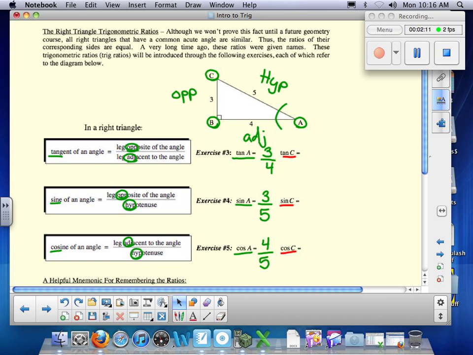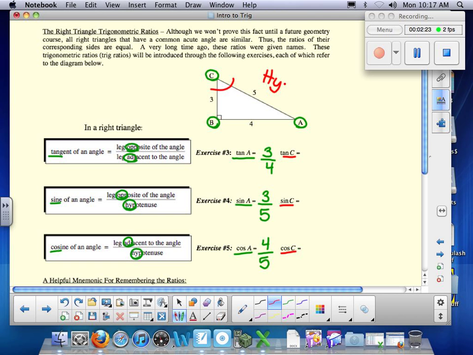Now, things change when we switch to using C as our angle. So we're going to use angle C now. This is still the hypotenuse up here, but now this is opposite and this is adjacent. They are reciprocal functions. So tangent of C is opposite over adjacent. Sine of C is opposite over hypotenuse. Cosine of C is adjacent over hypotenuse.